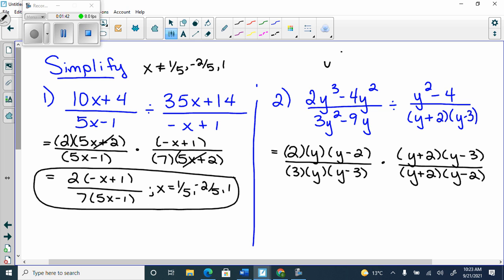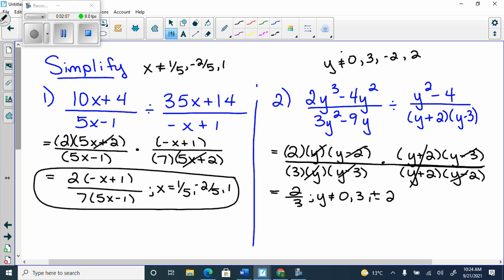3 doesn't get me an NPV, y by itself is 0, y minus 3 gets me 3, y plus 2 gets me negative 2, y minus 3 gets me 3, I've already stated it, y plus 2 gets me negative 2, and y minus 2 gets me 2. Then I can write it over one whole denominator. These cancel, these cancel, these cancel, these cancel, and my answer is just 2 over 3. Y can't equal 0, 3, plus or minus 2.